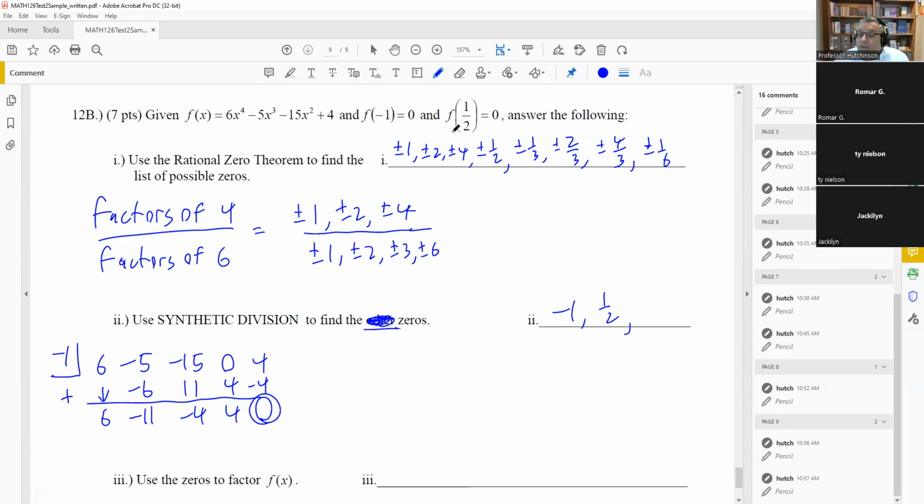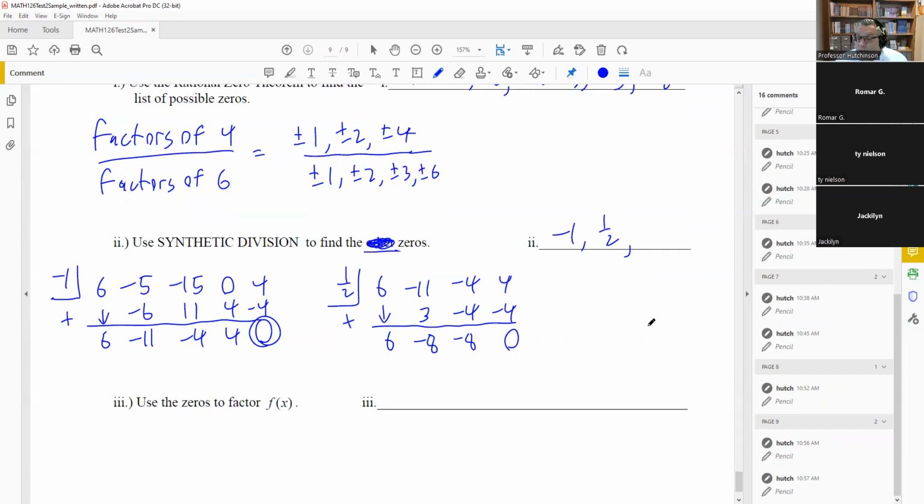Now next, when we have the 1/2 that's here, we're going to put the 1/2 inside the box, but we're going to use the answers that we just came up with. We're not going to use the original coefficients. We're going to use the 6, -11, -4, and 4. Because doing it this way will allow us to take this down into a quadratic. So 6 comes down. 6 times 1/2 is 3. Adding that together, -11 plus 3 is -8. -8 times 1/2 is -4. Add it together, we get -8. -8 times 1/2 is -4. Add it up together, we get a 0 as expected.